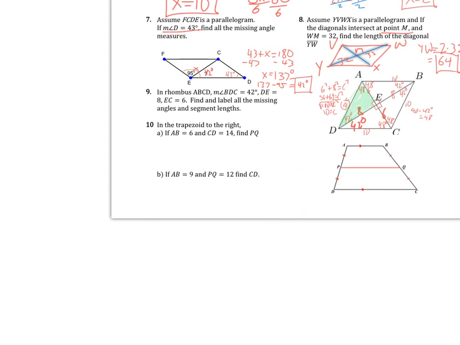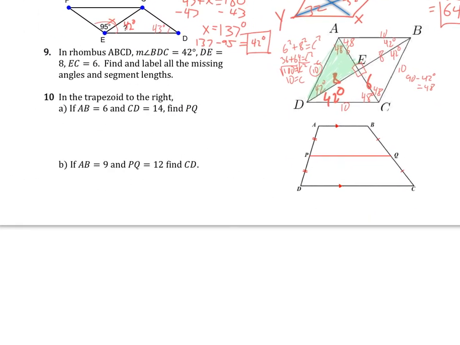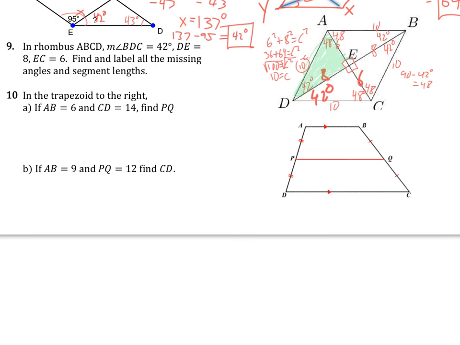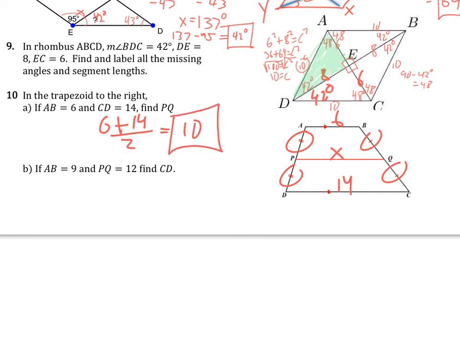All right, and last one, we got a trapezoid. We know that we got two cases here. First case is saying that AB is 6 and CD is 14. Find PQ. Well, we know these guys average, so that's the mid segment. PQ is the mid segment. Notice these are the bisectors. So 6 plus 14 divided by 2, we average it, and that's going to give us 10.